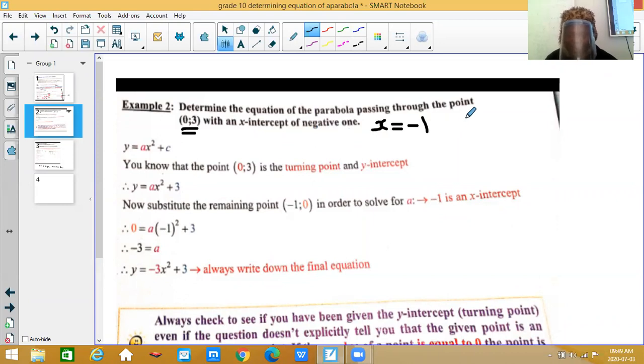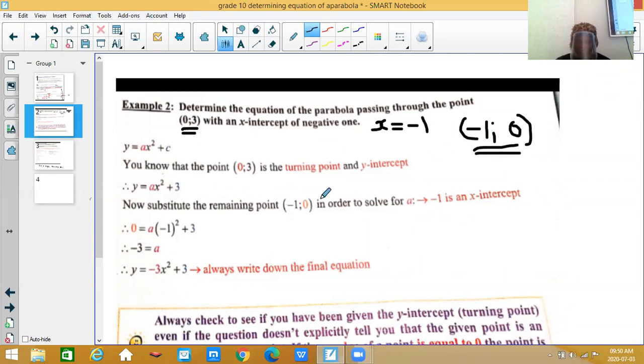So in coordinate form, on the x-intercept, what is the value of y? 0. So here they did not give you the coordinates as we are used to, but they just gave it to say with the x-intercept, -1. So from the look of things, you must be able to pick it up and say, okay, in coordinate form, it will give us (-1, 0). This is the remaining point that we have.